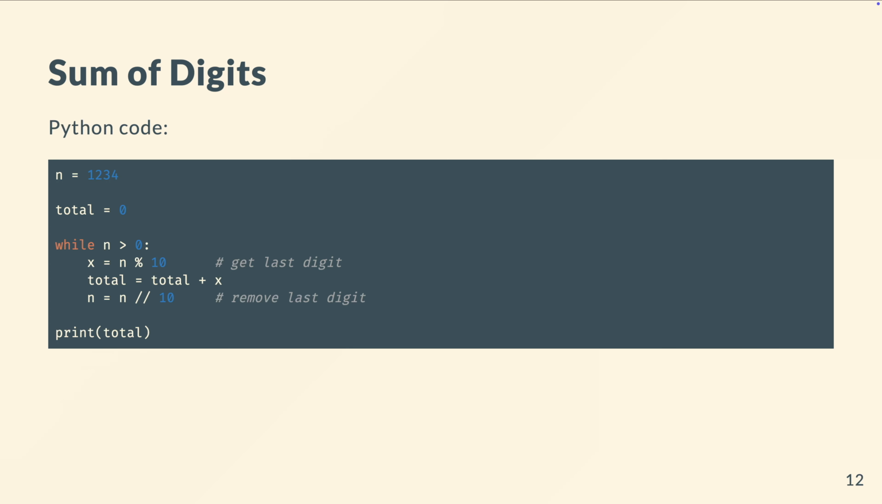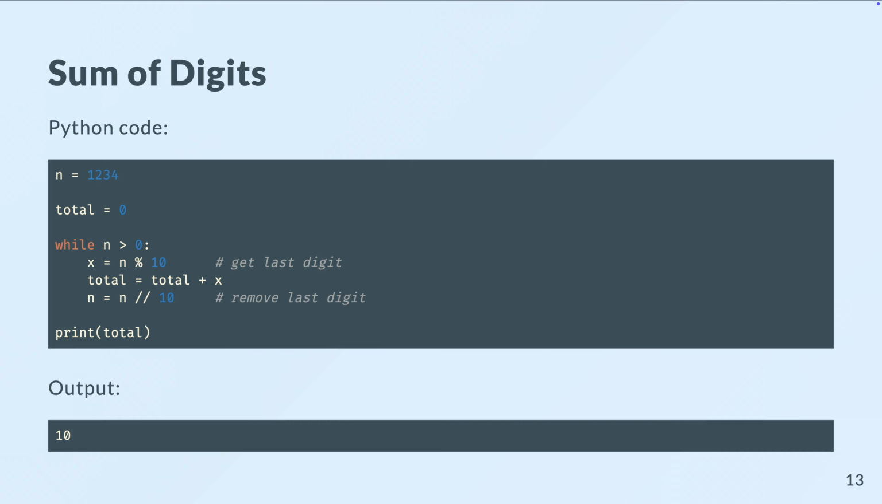Then we do total equals total plus x. That adds the last digit into our running total. Then we change n to n integer divided by 10. This removes the last digit from n. When n becomes 0, we stop the while loop and then print total. The output is 10. It is the sum of the digits 1, 2, 3, 4.